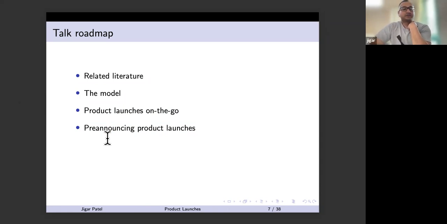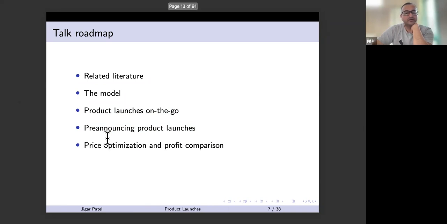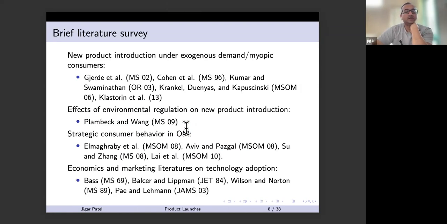Once we figure out the optimal policies under this, then we'll generalize the model further. We'll do price optimization. In the initial model, we'll assume that price is given. Then we'll say, okay, let's even optimize the price, and once we optimize price, we'll compare the profit under these two information structures. Is on the go better or pre-announcing better? Then there are some more generalizations; let's see if time permits, we'll talk about multiple consumer classes and some other things.